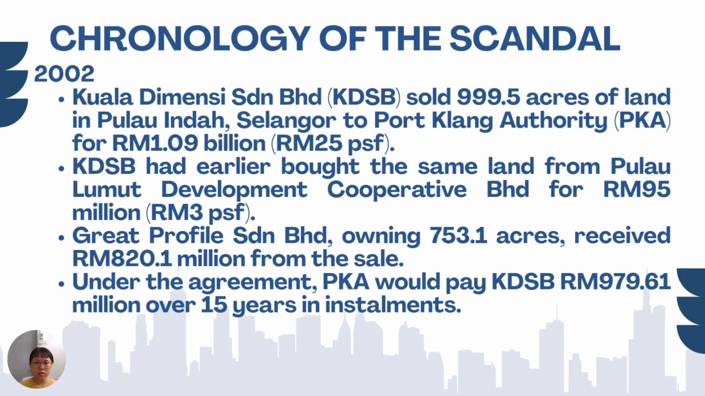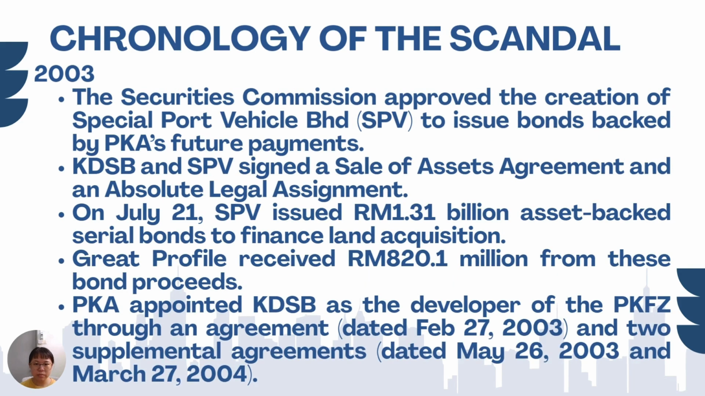For the chronology of the scandal, in 2002, KDSB sold almost 1,000 acres of land to PKA for 1.09 billion ringgit, even though they had bought it earlier for only 95 million ringgit. Crab Profile received about 820 million ringgit from this deal. PKA agreed to pay the amount over 15 years.